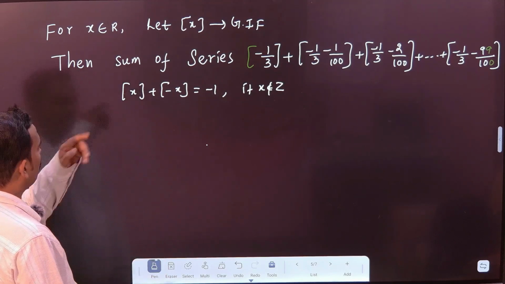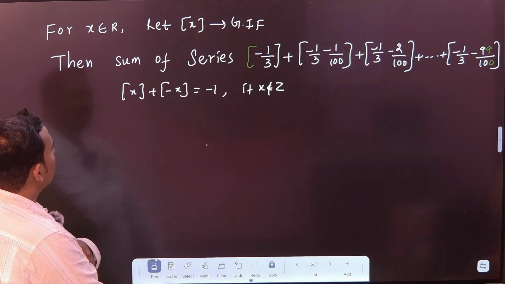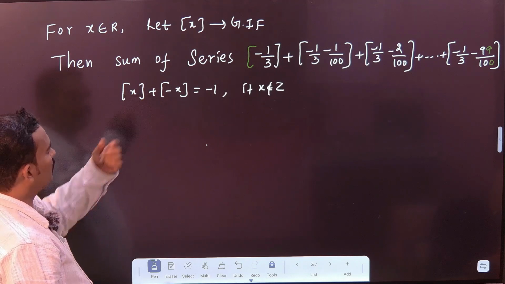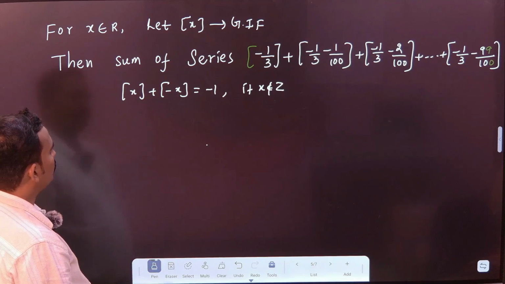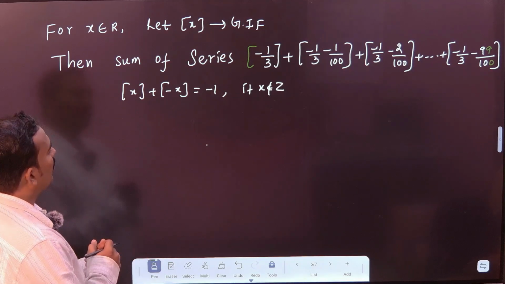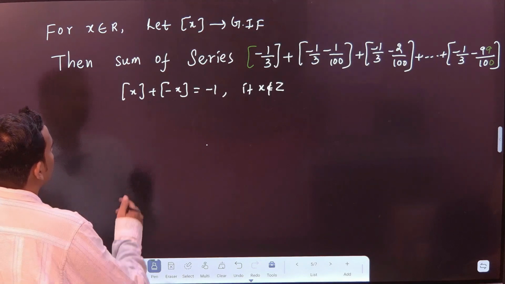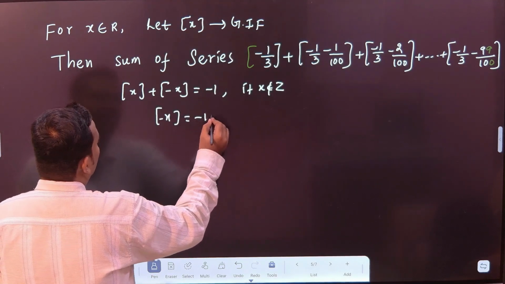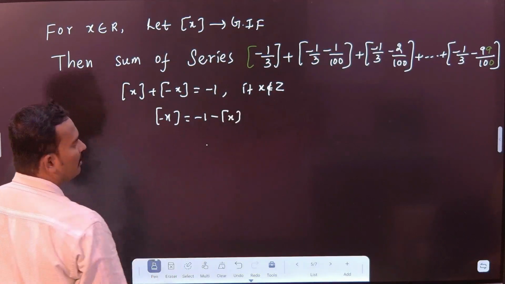But when you take 1.5, the greatest integer function is what? 1. And for minus 1.5 it is minus 2. So minus 2 plus 1 will be minus 1, right? Okay, you can use that idea here. So the greatest integer function of minus x, how to write? Minus 1 minus the greatest integer function of x we can write.